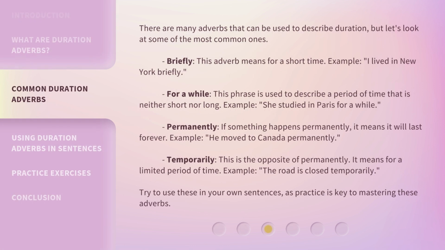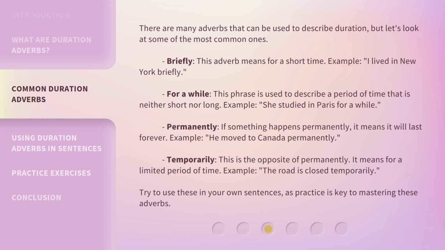There are many adverbs that can be used to describe duration, but let's look at some of the most common ones. Briefly, this adverb means for a short time. Example: I lived in New York briefly. For a while, this phrase is used to describe a period of time that is neither short nor long. Example: she studied in Paris for a while.